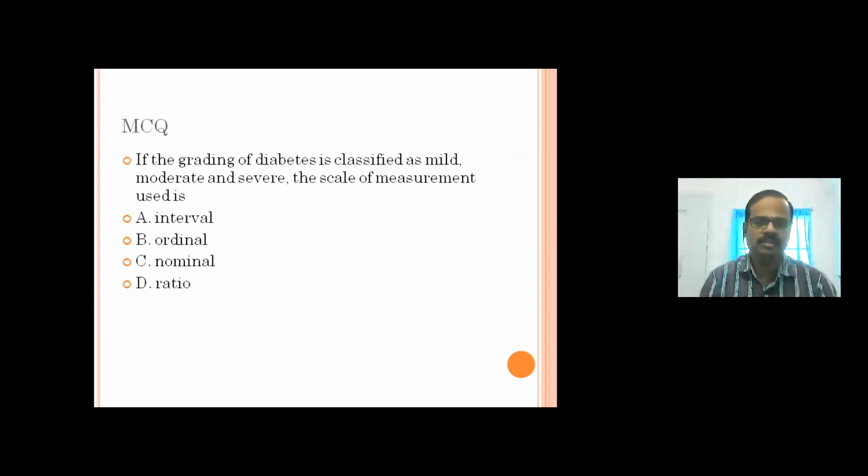I will be calling students in. You can read the question and then try to answer it. Kavya, the question goes to Kavya. Yes, Kavya, please read the question and tell me. If the grading of diabetes is classified as mild, moderate, and severe, the scale of measurement is ordinal, sir. Yes. How? Sir, according to the ordinal scale, the data is presented according to rank or order. It's based on grading, sir. Fantastic, Kavya. I appreciate your answer.